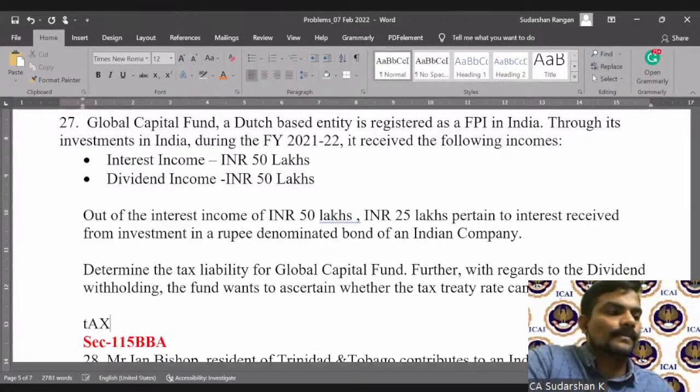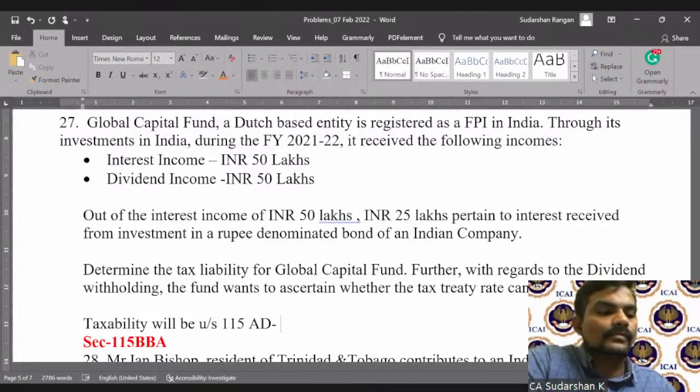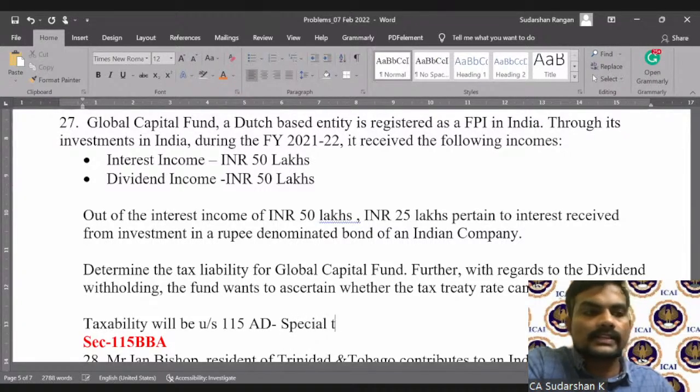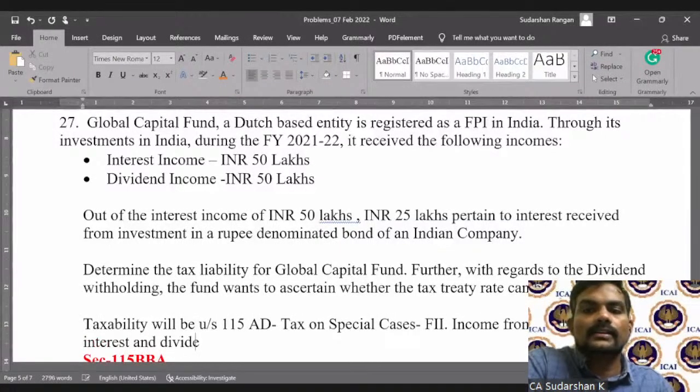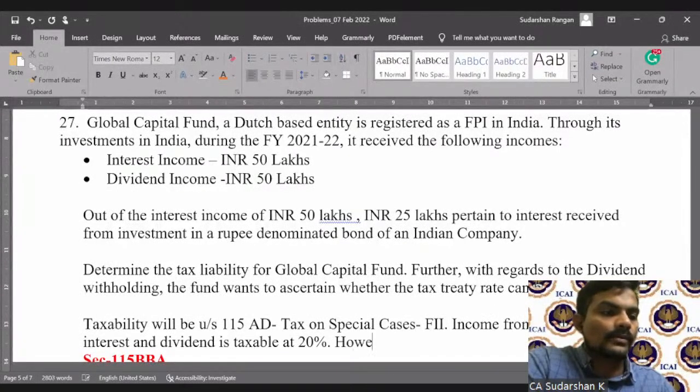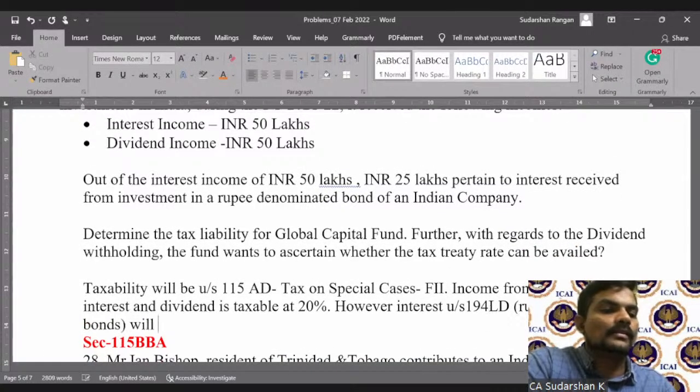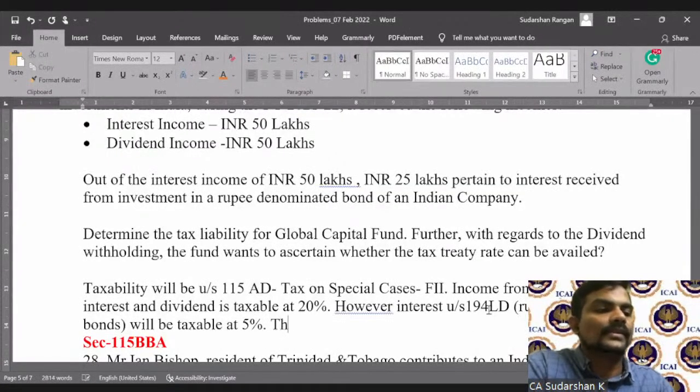the taxability will be under section 115 AD, special rates, special tax on special cases. So FII will come under 115 AD. Interest income and income from securities, that is interest and dividend, is taxable at 20%. However, interest under section 194 LD, that is rupee denominated bonds, will be taxable at 5%.